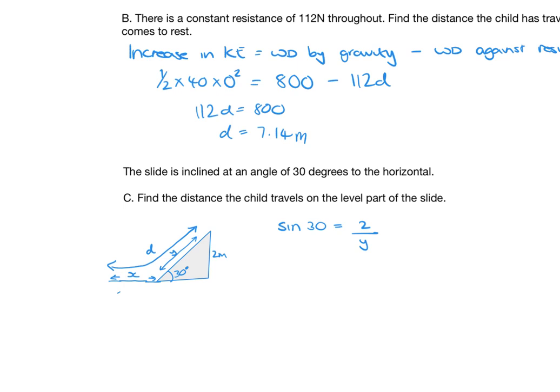So this means using my right angle trig, sine 30 is equal to 2 over y. Rearranging this gives me a distance of 4. Now, to find out my distance on the level part, I'm going to subtract this 4 from the distance in part B. This gives me a distance of 3.14 on the level part of the slide.